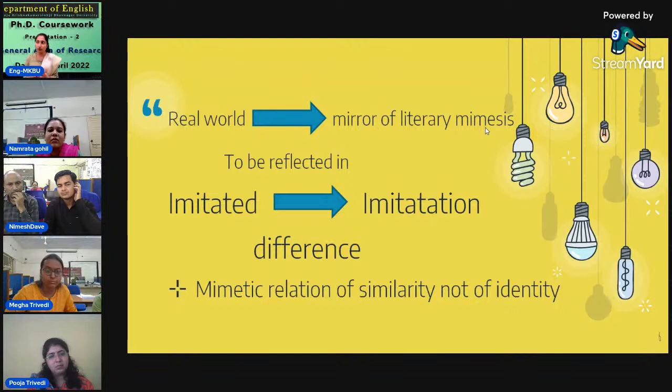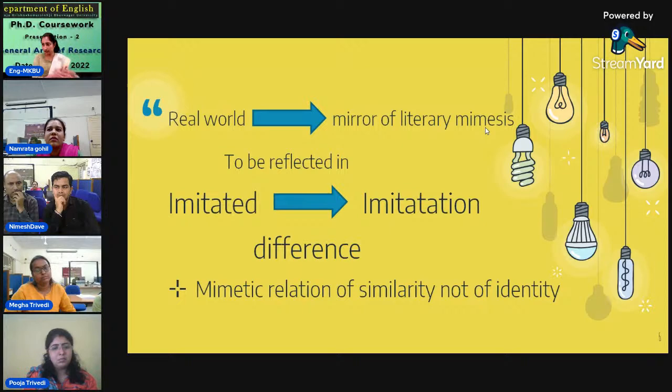So this theory of imitation is telling that the real world is reflected in the mirror of literary mimesis. It means the real world is reflected in the novel. So the real world is something which is imitated, and the fictional world is the imitation. Now the relation between these two is of similarity. Means there are some similarities, for example, similarity of characters or some events which the novelist has portrayed in the fictional world.